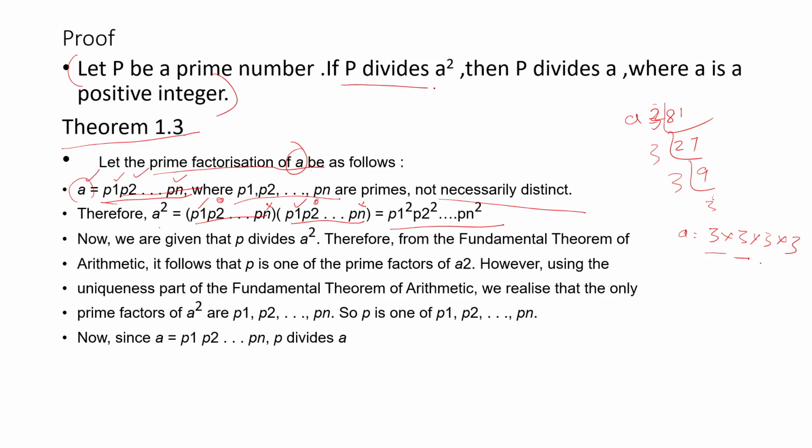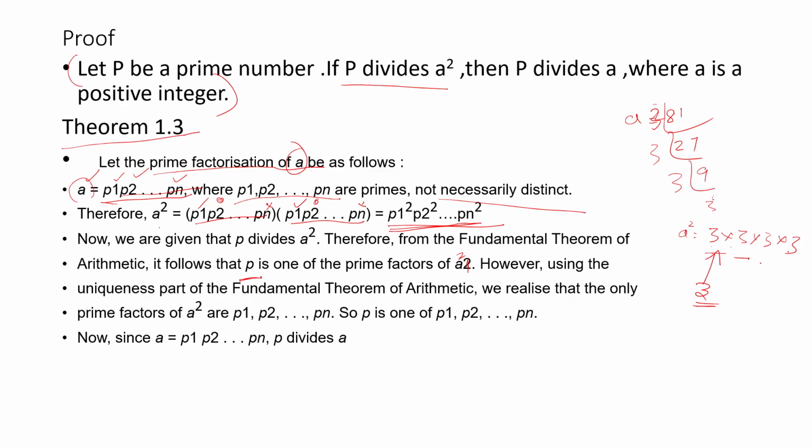According to the theorem, P divides A square. So that means, what is the meaning of that? P is one of the factors of A square. So this is square. Okay, P is one of the factors of A square, right or not? So if I am saying 3, 3 is a factor of A square, A square ka factor hai na? This is of 81, A square factor. So then it means P is one of the factors, right?